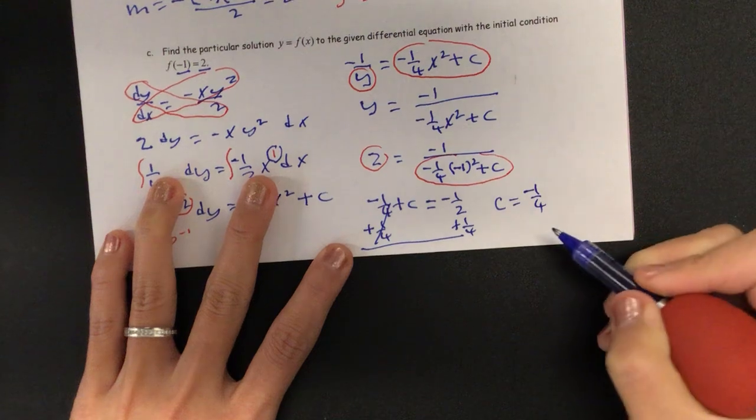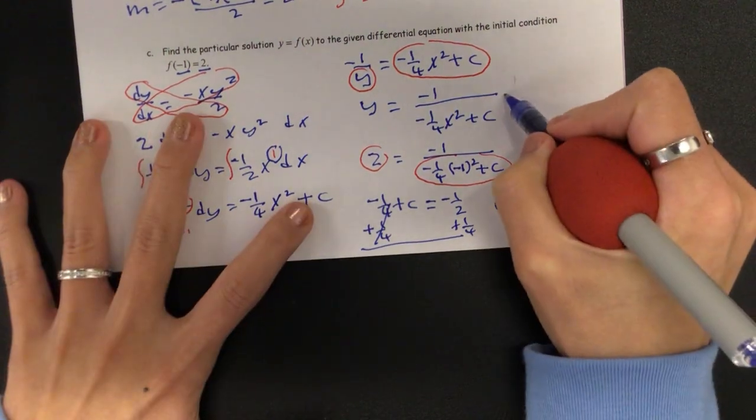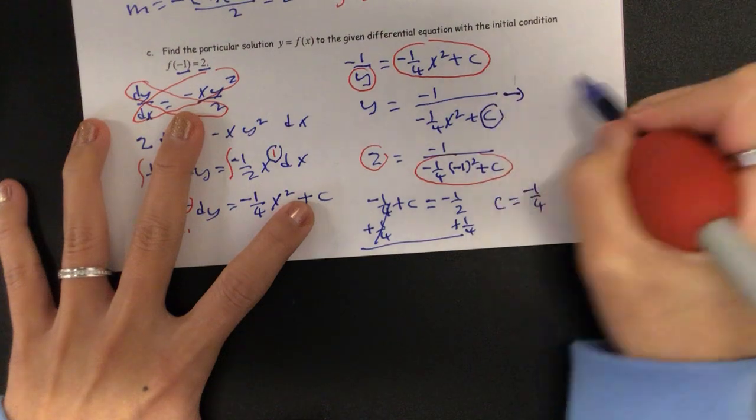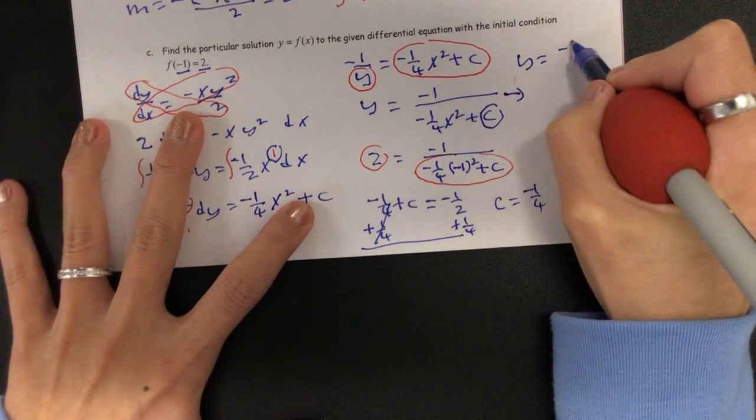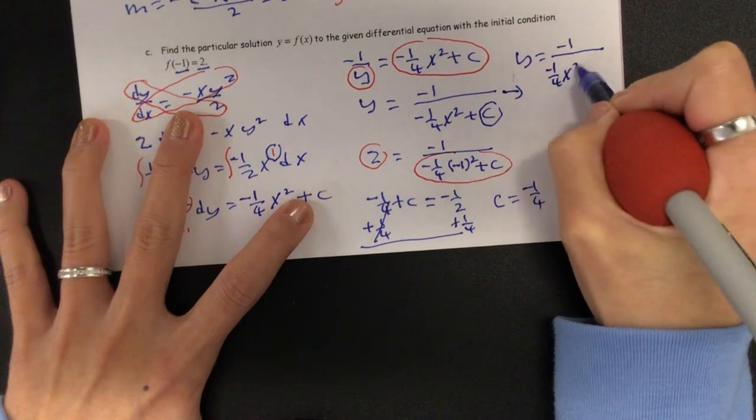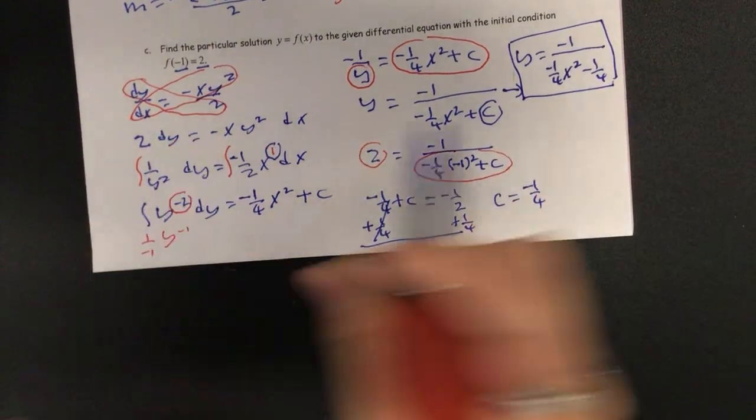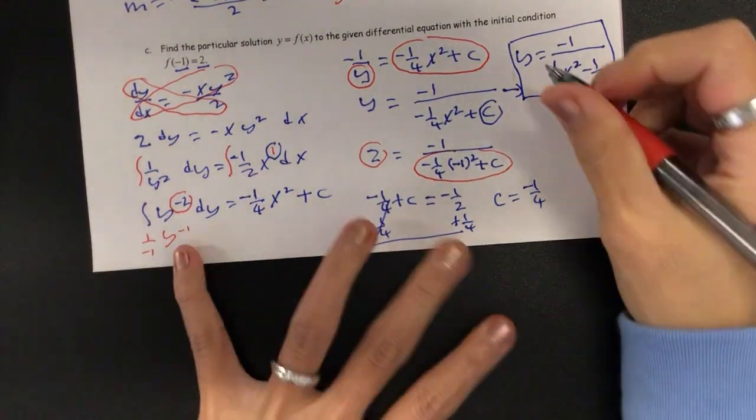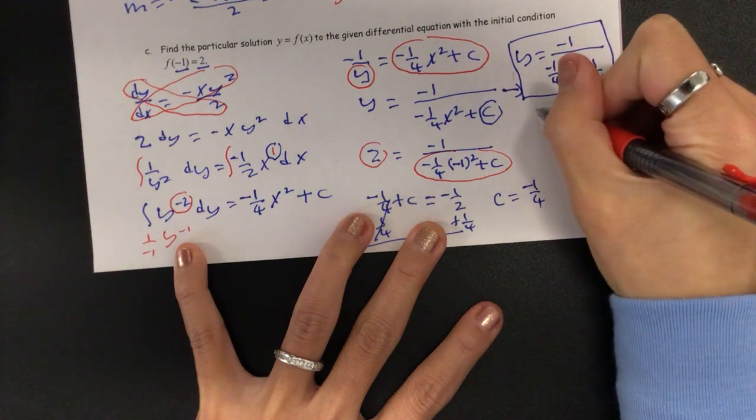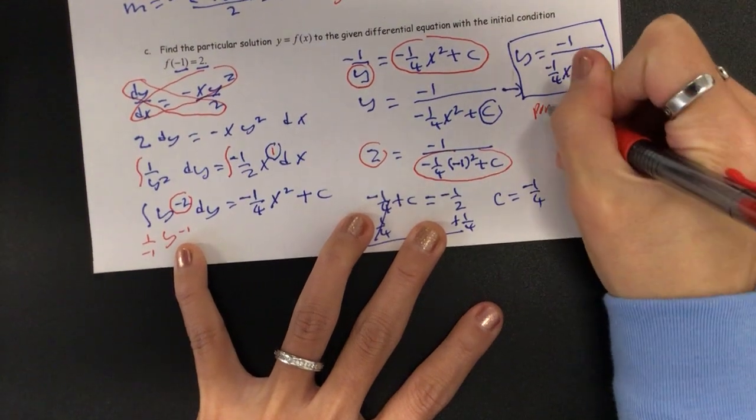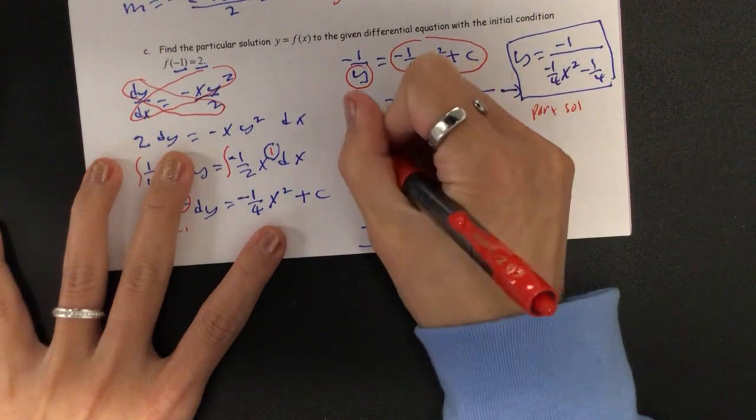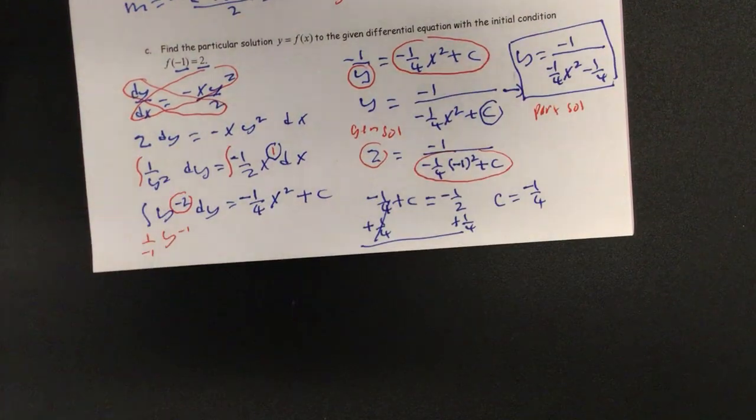Good? So now we can go ahead and rewrite this with our solution. So let's draw this arrow and say we're going to plug just a c value in. So our final answer is y is equal to negative 1 on top, negative 1/4 x squared, and then we have minus 1/4. And that is our particular solution. So let's kind of label. This is our particular solution. And then right down here, over here is our general solution. So general solution has the variable x, y, and c. Particular solution has just x and y. If y'all are good with that, give me a thumbs up. Okay.